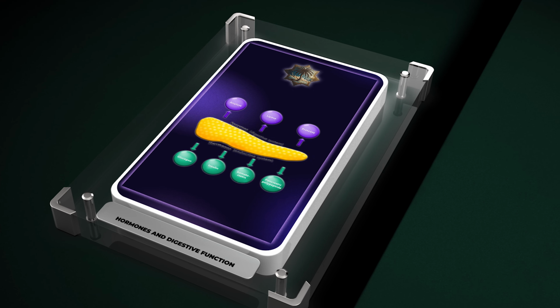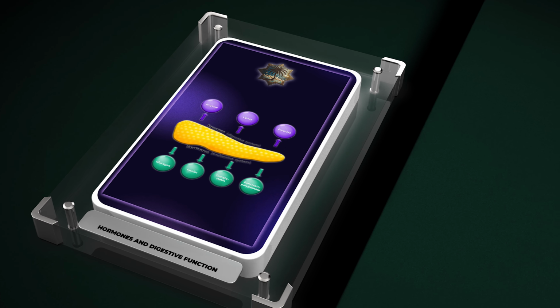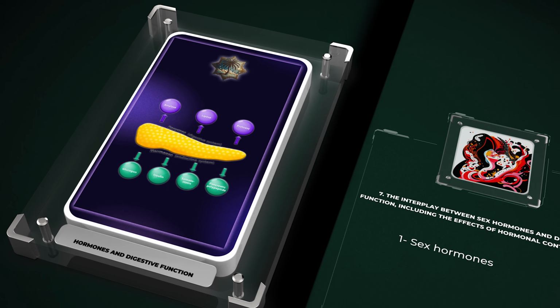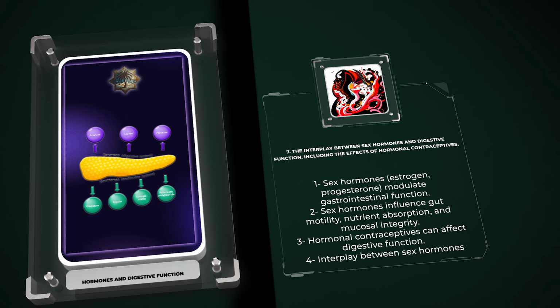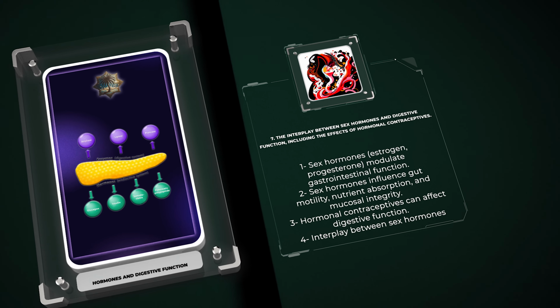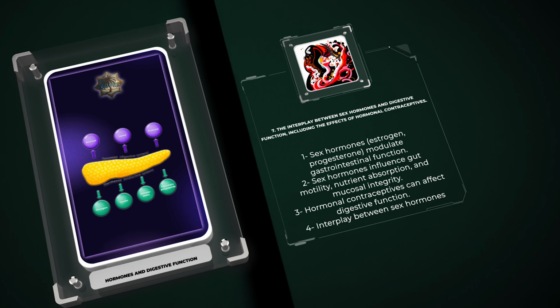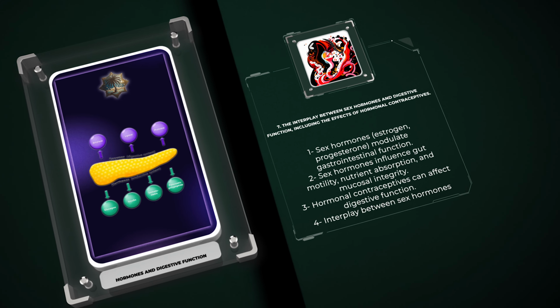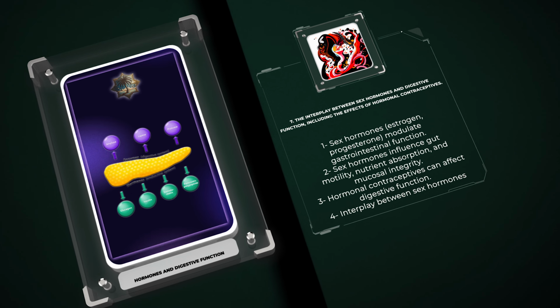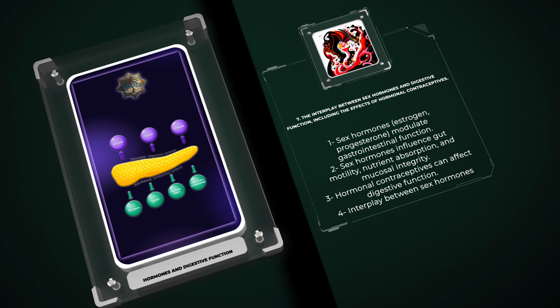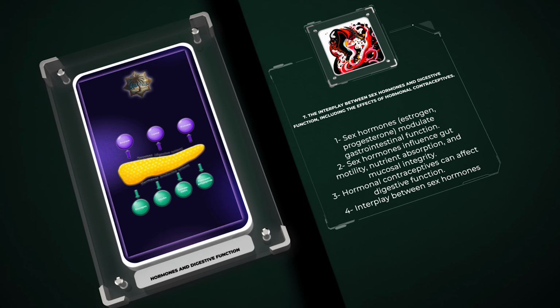Sex hormones, including estrogen and progesterone, play a crucial role in modulating various aspects of gastrointestinal function. These hormones can influence gut motility, nutrient absorption, and mucosal integrity. Moreover, the use of hormonal contraceptives, such as oral contraceptives or hormonal intrauterine devices, IUDs, can have implications for digestive function. Understanding the interplay between sex hormones and the gastrointestinal system can aid in managing digestive disorders that exhibit gender differences in prevalence and symptomatology.